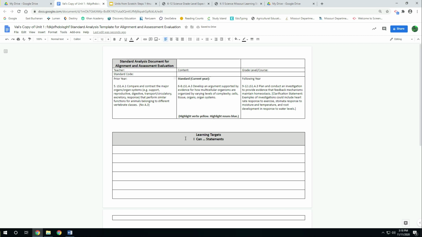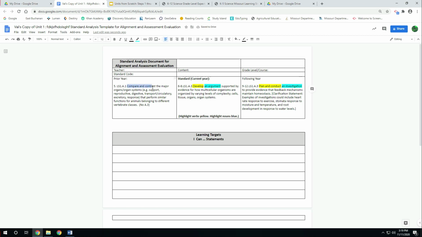Okay, and so now I'm going to do this step right here. I'm going to take the verbs and I'm going to make them yellow. So develop an argument. Develop is the verb, so I'm going to highlight it yellow and then make the nouns blue. What am I developing? An argument. And yes, the argument's going to be all of that stuff. All right. Let's see. Plan is a verb. Well, plan and conduct are both verbs, so I'm going to highlight those yellow. And what am I planning and conducting? An investigation. Okay. So that's going to be blue.